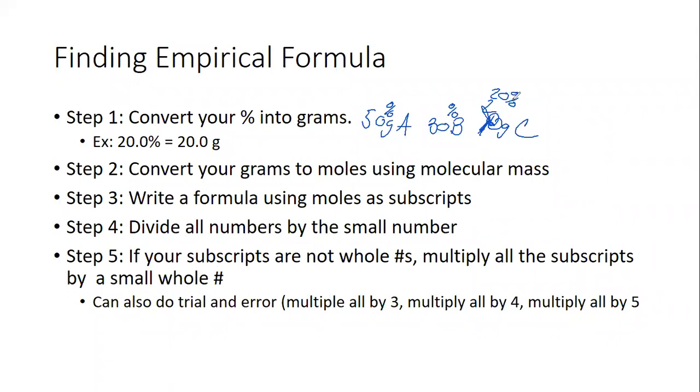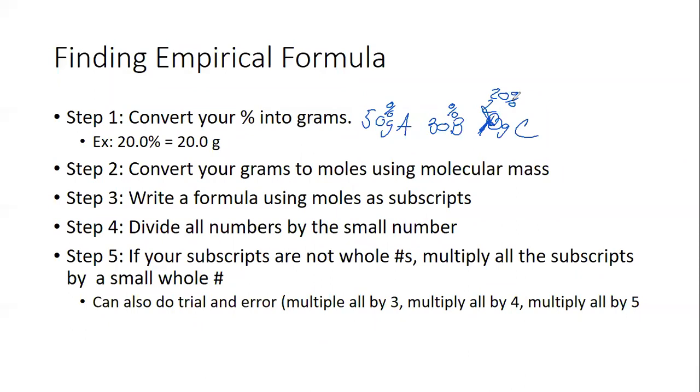After you convert from grams, you need to convert to moles using your periodic table. So you'd look up element A and find its molecular weight, right? And so you would say, if I have 50 grams of A, how many moles of that? You then write a formula using moles as a subscript.